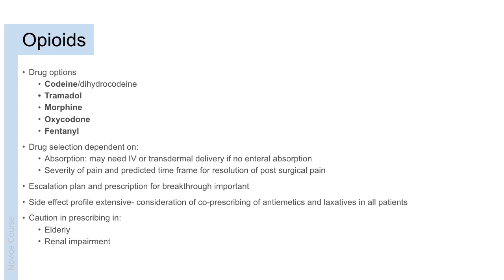Particular caution and consideration needs to be given when prescribing opioids to the elderly population, with generally smaller doses being used in this group. Renal impairment can significantly affect the elimination of opiates, and if consideration to this is not given, this can result in very significant side effects.